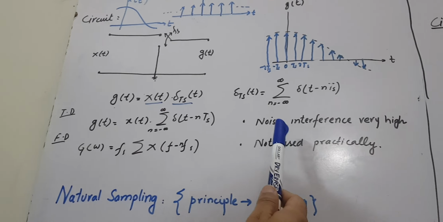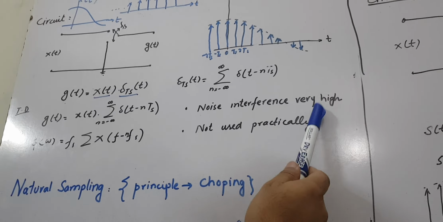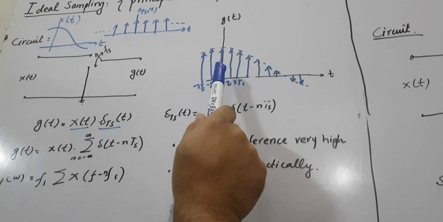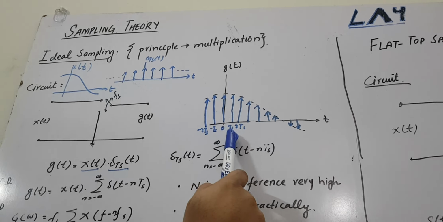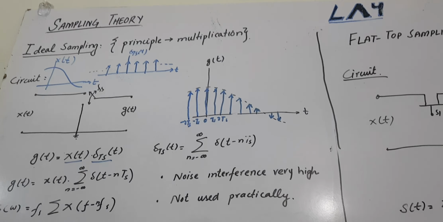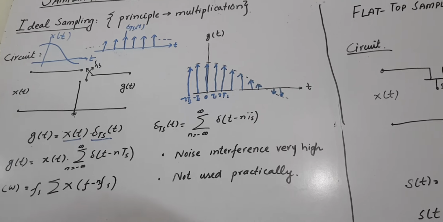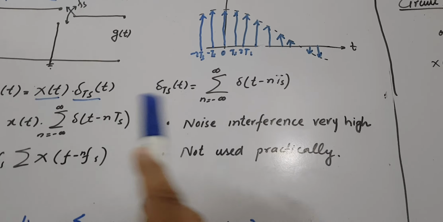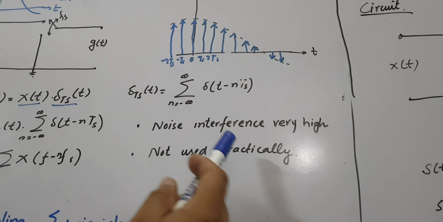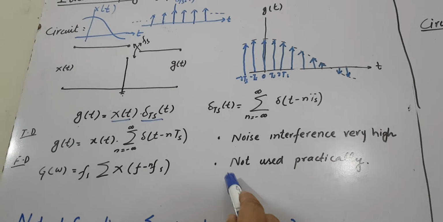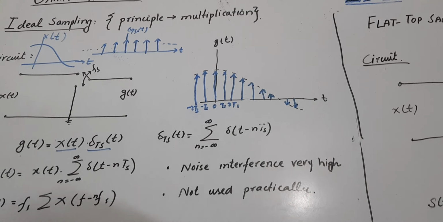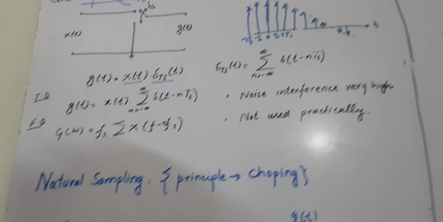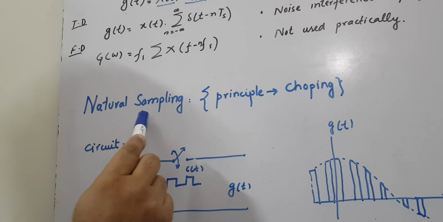You need to note these two points. First, the noise interference is very high. Why very high? I already told you that the pulse width is nearly 0, so the signal energy is very low, and if the signal energy is very low, then it is easy for noise to interrupt the signal. Second, practically it is not used because the pulse width is 0, so it has not much importance. The second type is natural sampling.